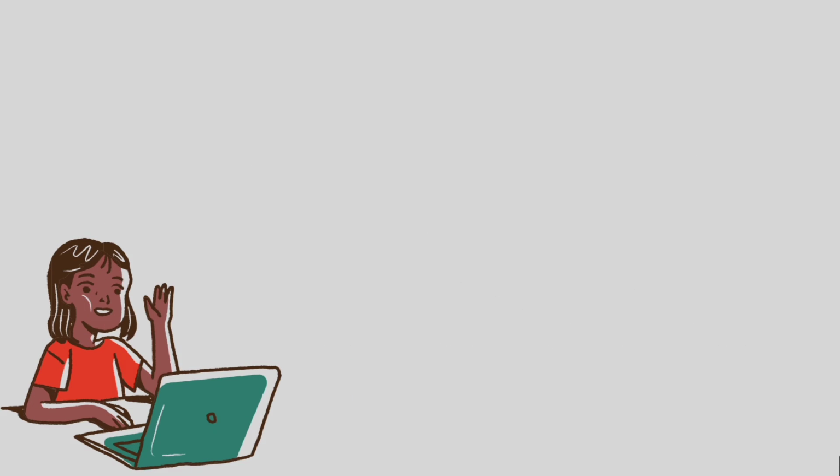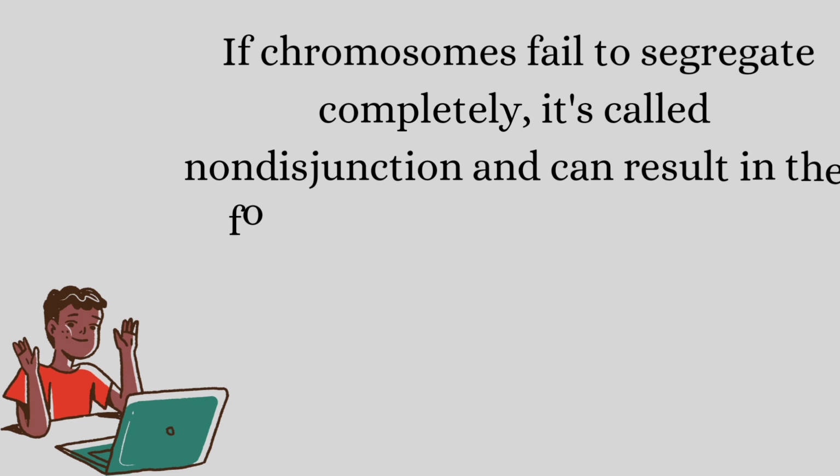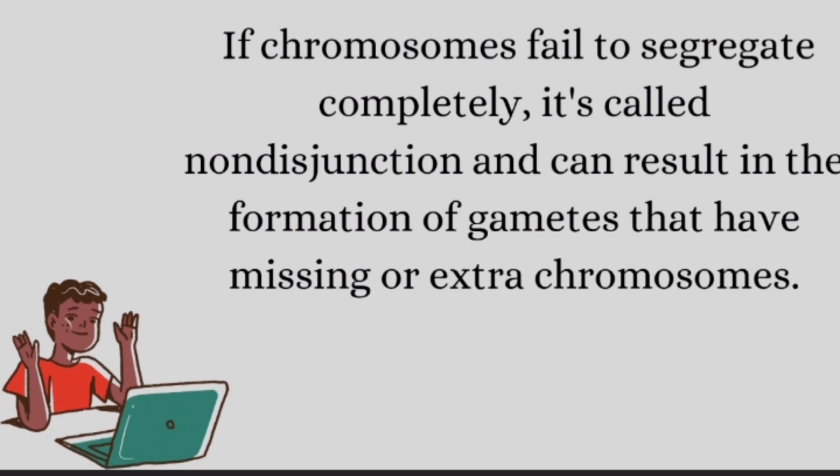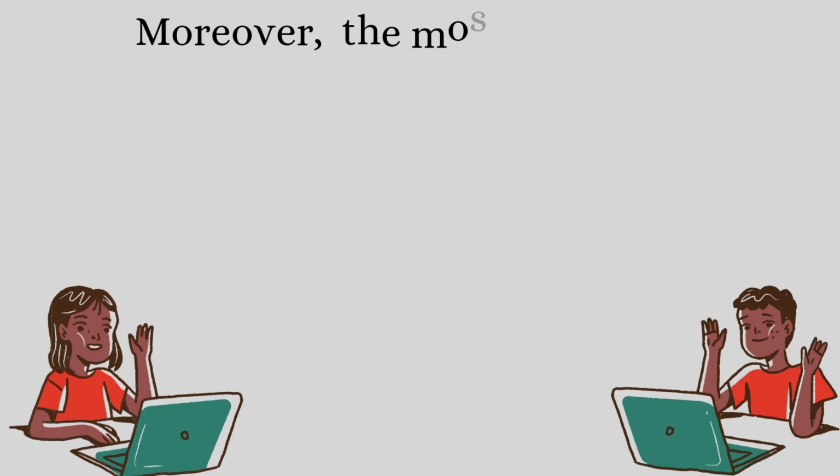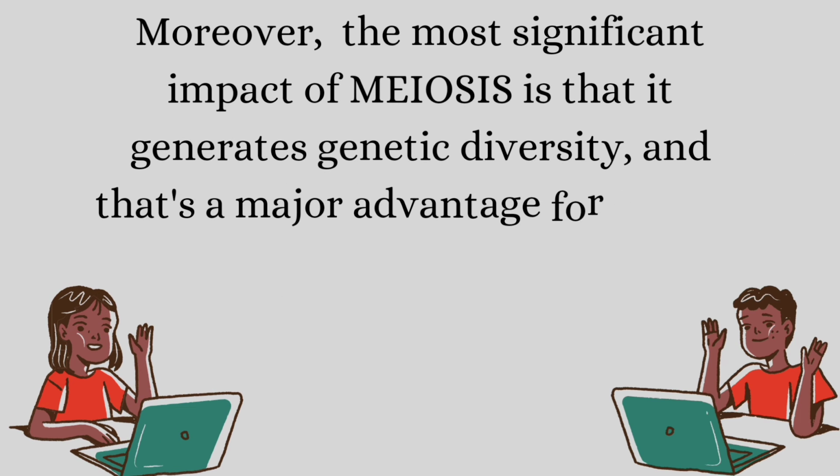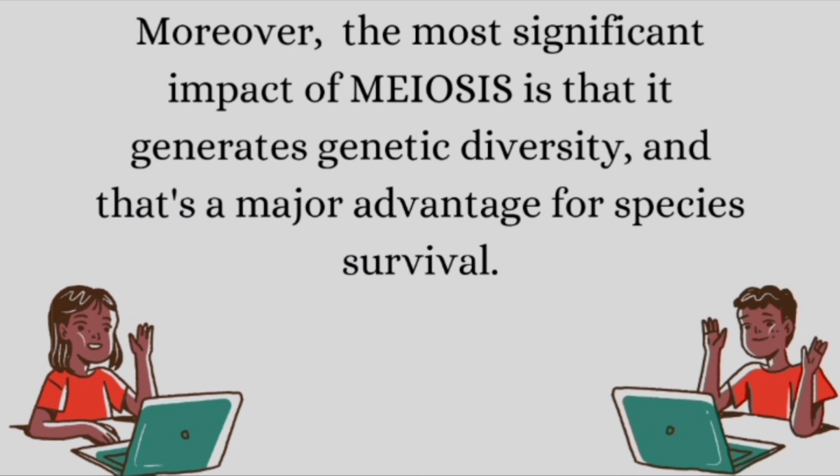If chromosomes fail to segregate completely, it's called non-disjunction and can result in the formation of gametes that have missing or extra chromosomes. Moreover, the most significant impact of meiosis is that it generates genetic diversity, and that's a major advantage for species survival. That's all.